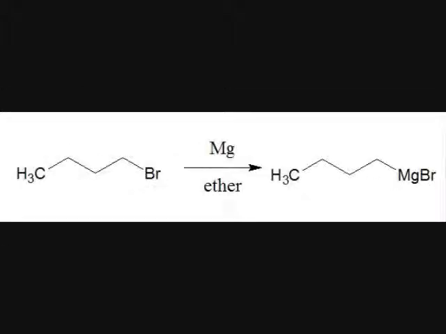Your starting material is an alkyl halide, that is, an alkane with a hydrogen substituted for a halogen, often bromine. Adding magnesium and ether to the alkyl bromide produces an alkyl magnesium bromide, where the magnesium atom is bonded to both the bromine and the rest of the molecule.